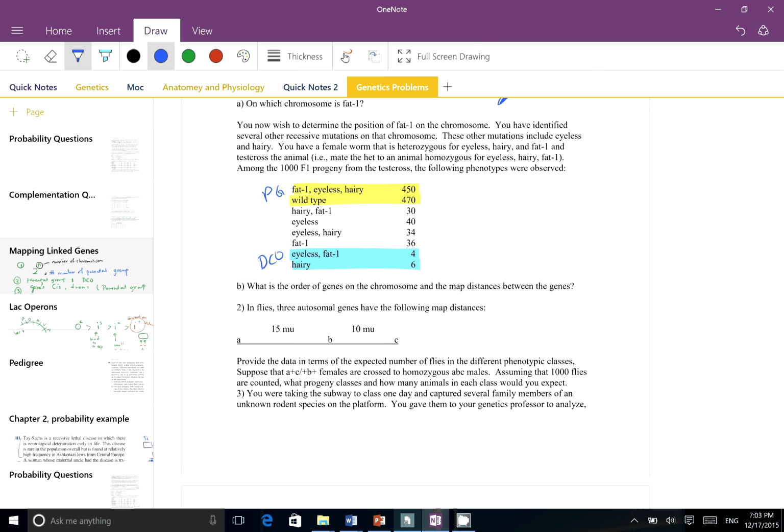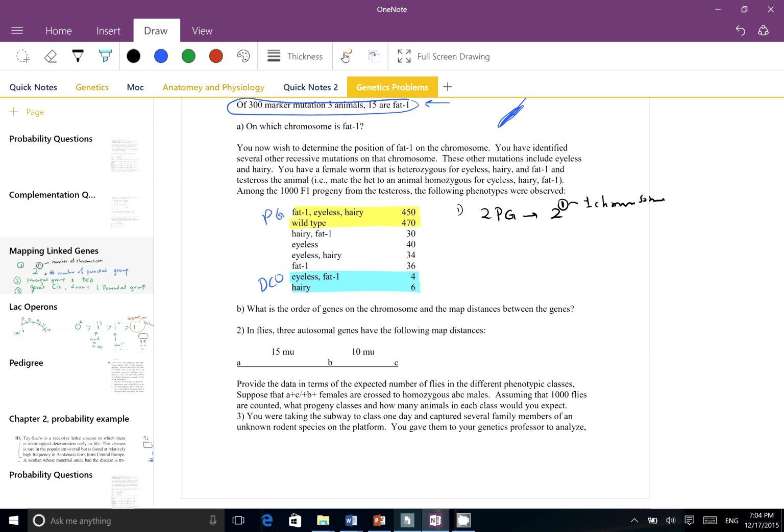Now let me figure out how many chromosomes I am working with. Technically it's so obvious that I'm working with only one chromosome, but let's apply the equation. So step 1 is figure out how many chromosomes I am dealing with. I have 2 parental groups, which means it's 2 to the power 1. I am dealing with 1 chromosome, and that 1 chromosome has one of those. I'm sorry, I should have read the questions, but I'm assuming that you already read the questions.